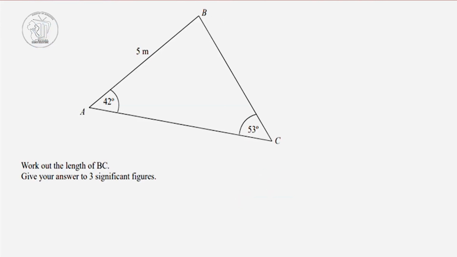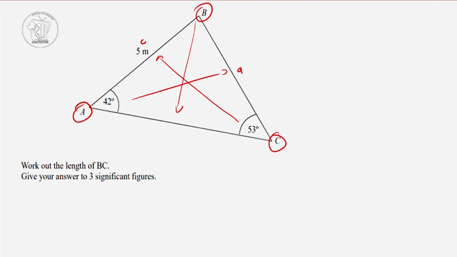So let's look at another example, the final example. This one says, work out the length of BC correct to 3 significant figures. So you want to find BC. We see B is here, C is here, so BC would be this line here. So let's label. We see A is here, so opposite A would be small a. C is here, opposite C would be small c. And B is here, opposite B would be small b.